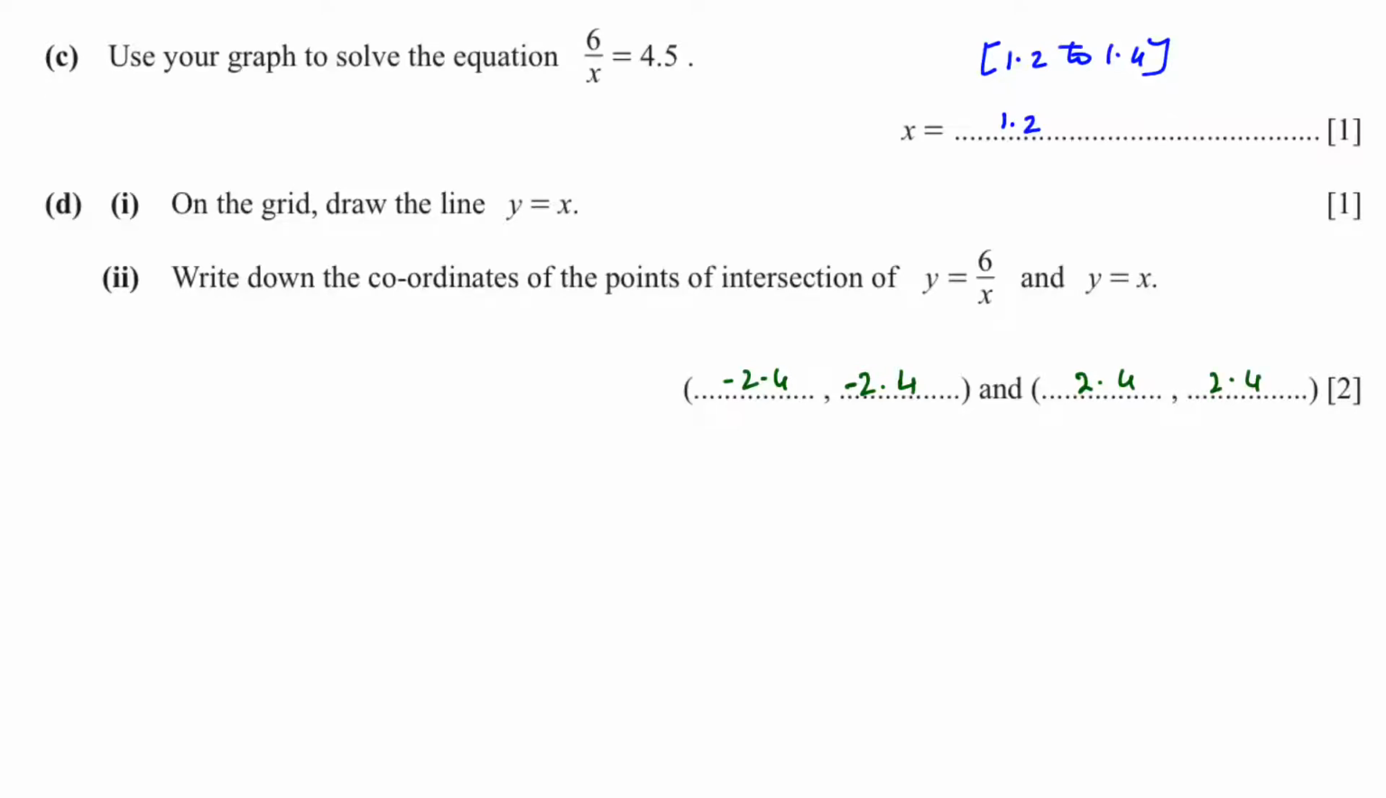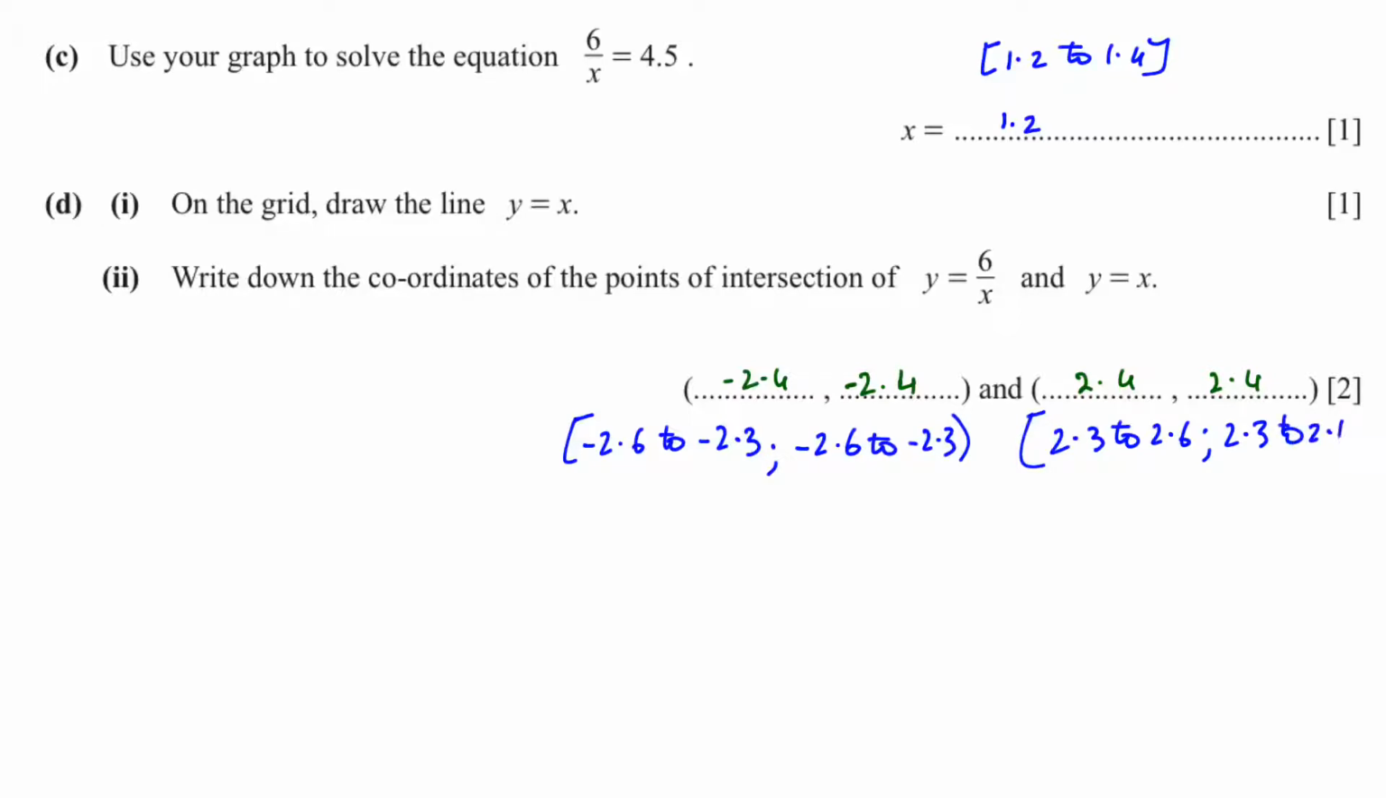Again, as always, we have been given a range. You will have the values from negative 2.6 to negative 2.3 for the x, and negative 2.6 to negative 2.3 even for the y. The x is from 2.3 to 2.6 and same for the y, it will be from 2.3 to 2.6.